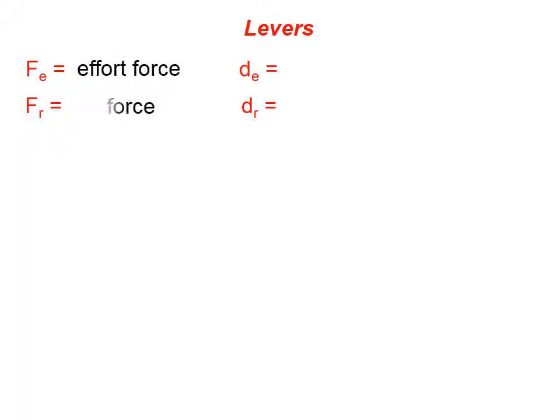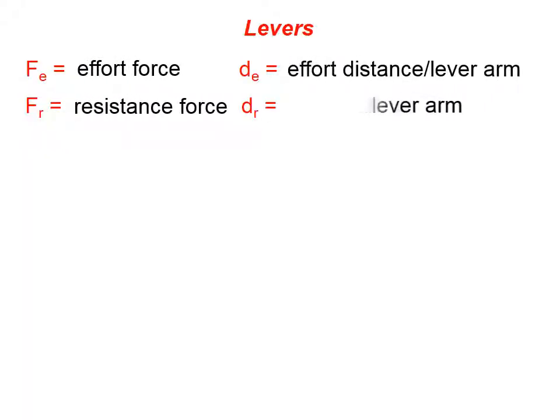There are 4 variables with regard to levers. Fe is the effort force. That's the effort that you apply. Fr is the resistance force. That's the force that is transmitted to the machine.